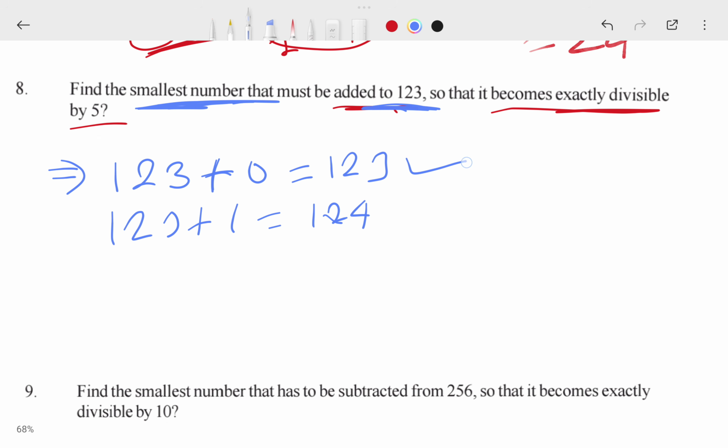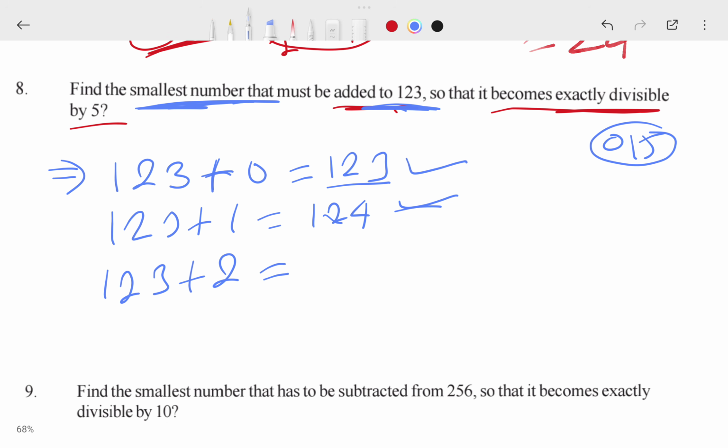Is it divisible by 5? 123 or 124, is it divisible by 5? No. Why? Because for dividing by 5 you need 0 or 5 as the last digit. So let's do this: 123 plus 2. If you add this, it is going to be 125. So this is going to be divisible by 5, because for dividing by 5 you need 0 or 5 at the end of the number. Here it is 5, so it is divisible by 5, okay na?